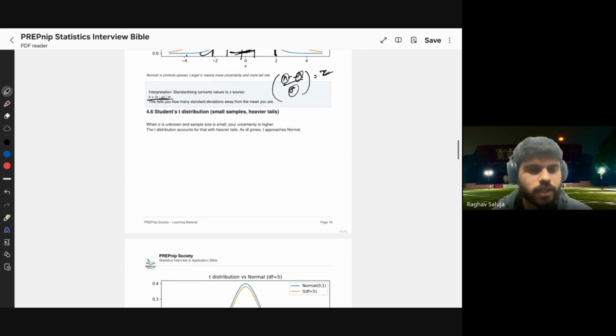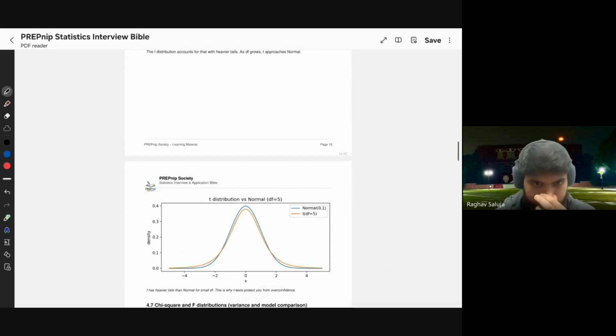Now, Student's t distribution. It's normal's cousin, but a more careful cousin. It looks like a normal curve but shorter and fatter. A slightly shorter, slightly rounder curve, so consider it a careful cousin. Normal curve but a bit shorter and fatter.